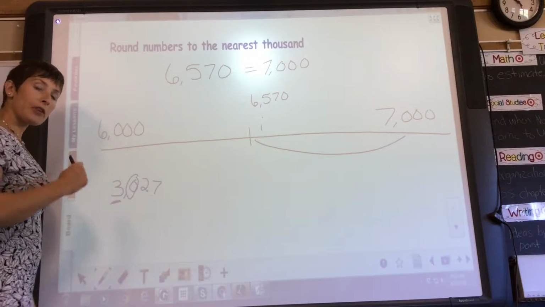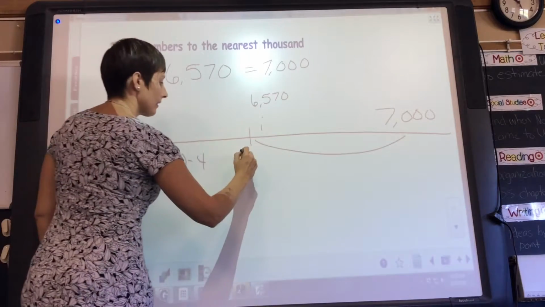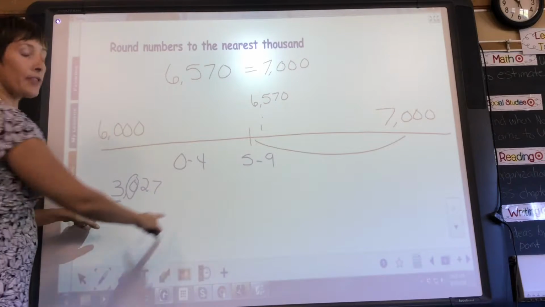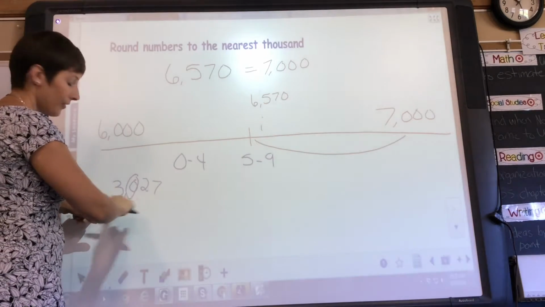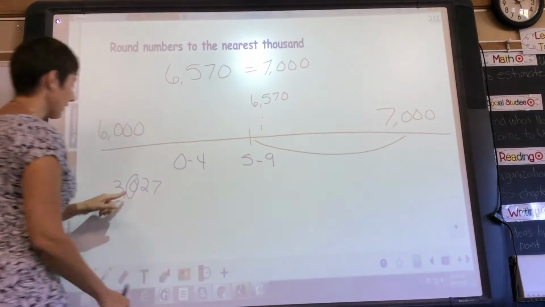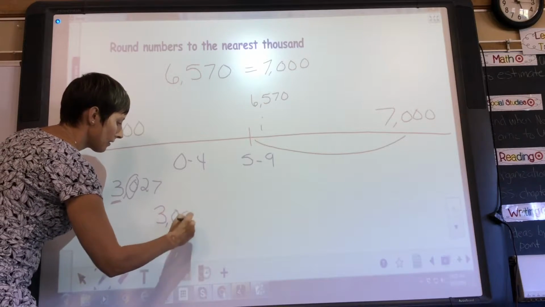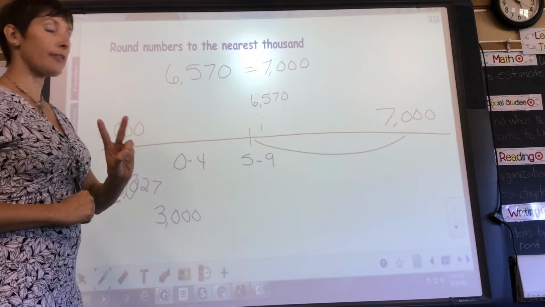Now keep in mind what we've learned before. 0 through 4, you round down. 5 through 9, you round up. So if we think, what two thousands does 3,000 fall between? 3,027 falls between 3,000 and 4,000. So this tells us we're going to round down to 3,000.